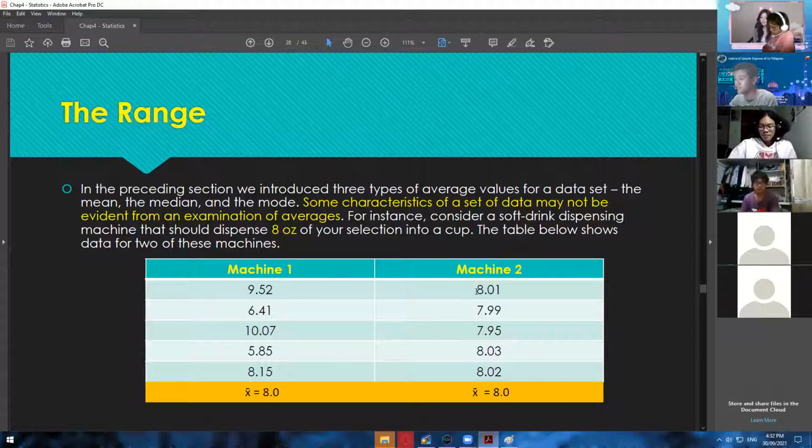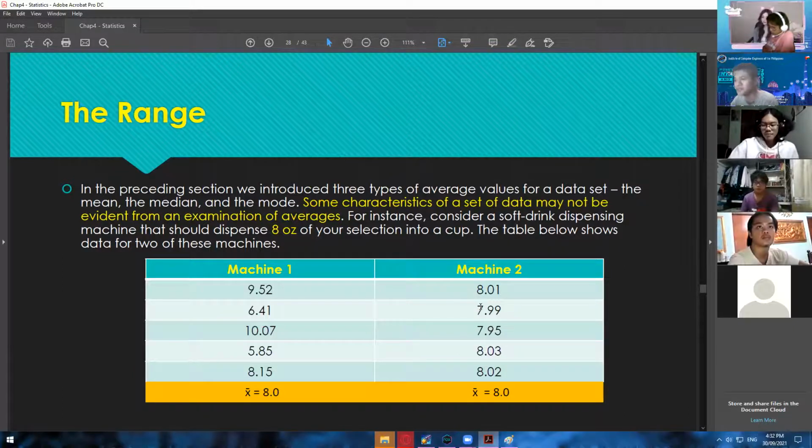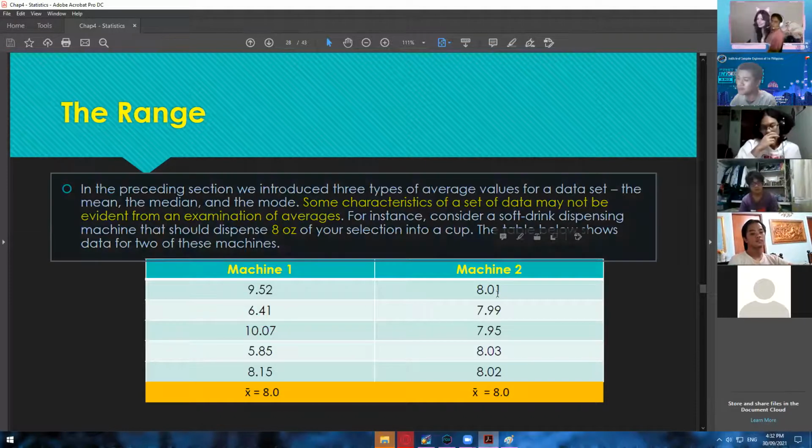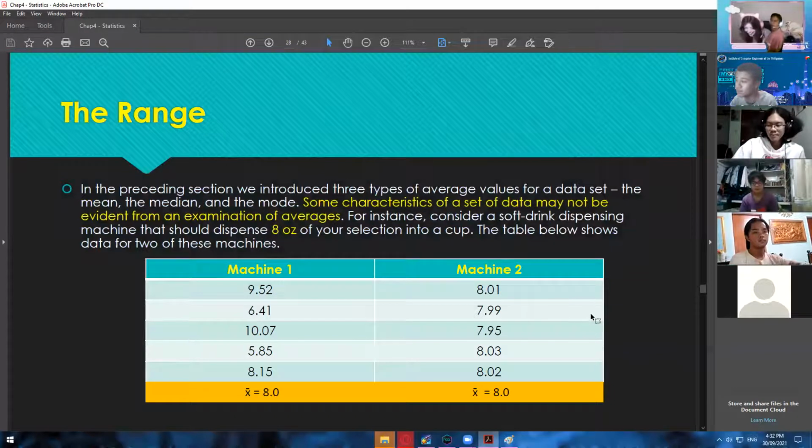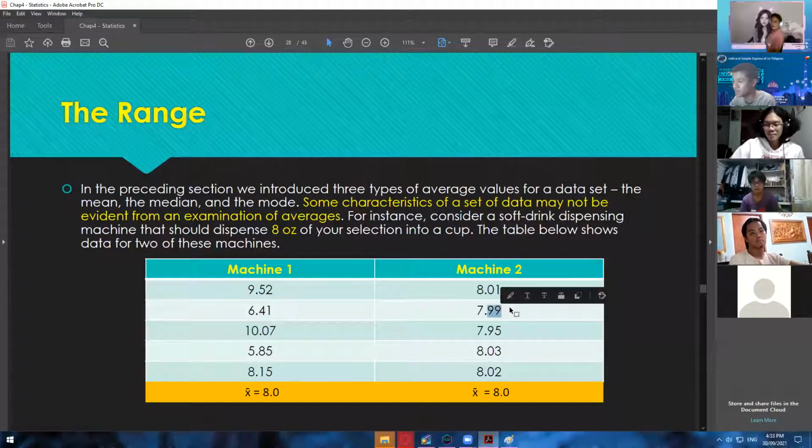But for machine 2, okay, we have 8.01, 7.99, 7.95, 8.03, and then 8.02. So with this, we cannot argue anymore with these machines. It's working perfectly. There is actually no perfect machine, so that's why we have a little bit of deviation right here, which is 0.01. Still lacking 0.01, though the customer won't see that anymore.